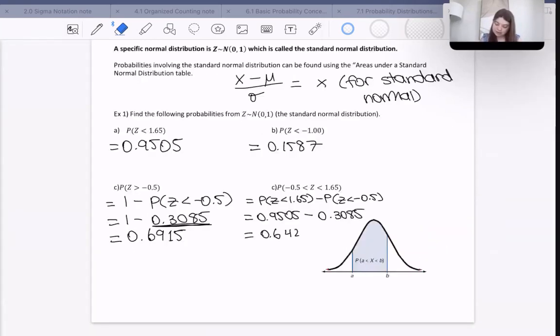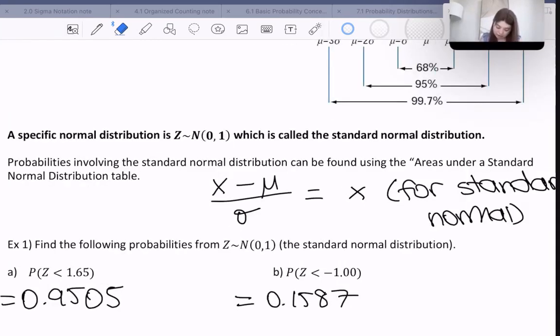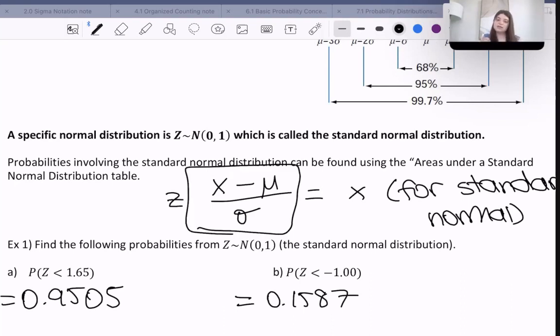Now, something I mentioned earlier is that in general, we can't just take the z-score and assume that's good. In general, we need to find the z-score not from the x value, but from here, right? And so basically, this is going to take whatever x values we have and say, oh, here's where they would be on the standard normal, right?